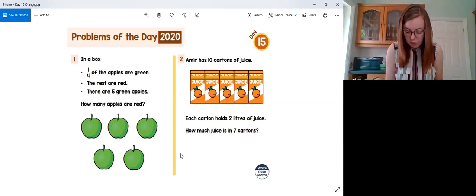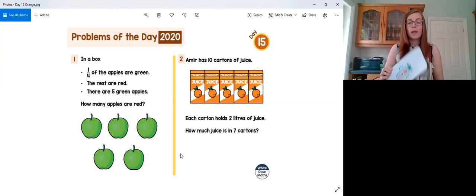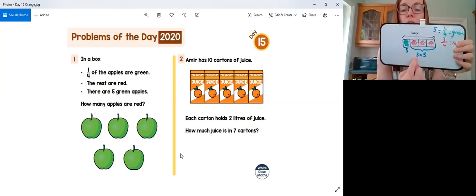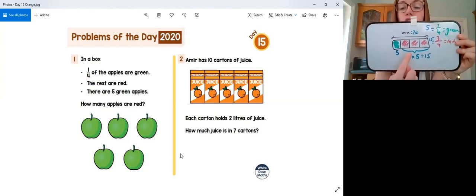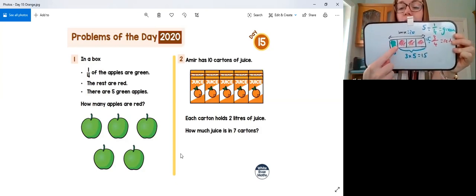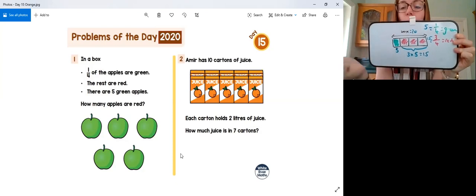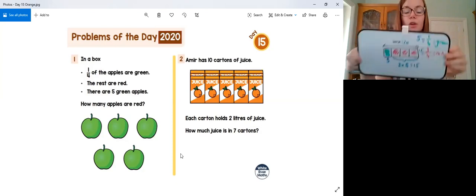So to work out how many are red, we have 3 chunks of 5 apples. So we have 3 lots of 5, or 3 times 5. So 3 times 5 equals 15. So you can also then work out how many apples are in the box to start with to check your question. So we've got 15 red and 5 green, which makes 20 apples.